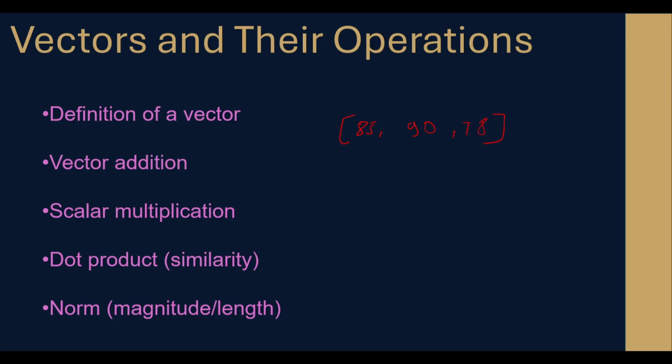We will discuss vector addition, where we can add two vectors element-wise, and scalar multiplication. In scalar multiplication, multiplying a vector by a number scales it.